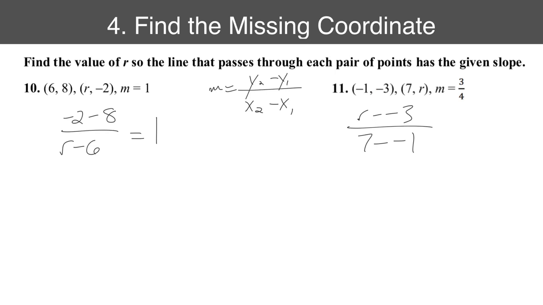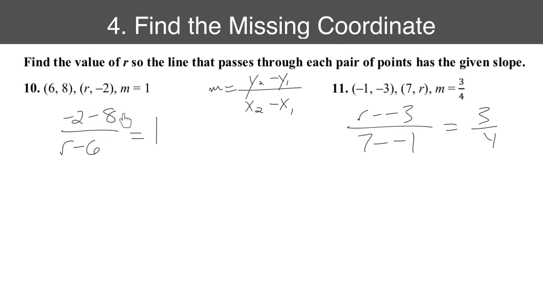And so there's two different ways to do this. If your variable's on bottom, you're going to end up having to cross multiply to get that variable off the bottom. If your variable is on top, you don't have to cross multiply. All you have to do is just solve the equation like normal. So let's take a look at this first one.